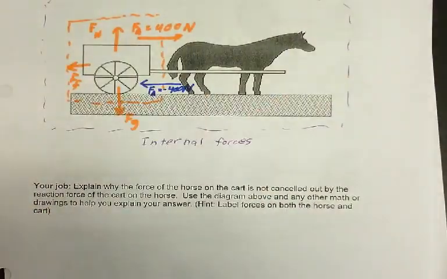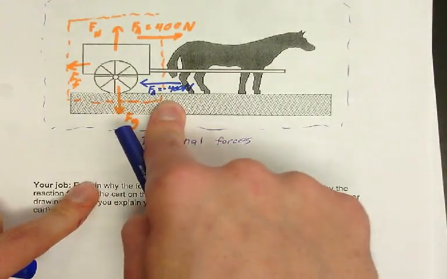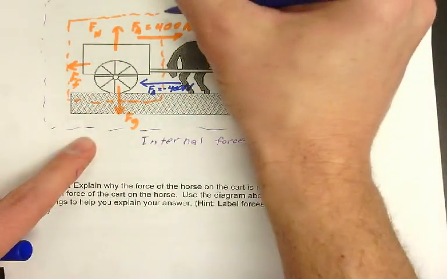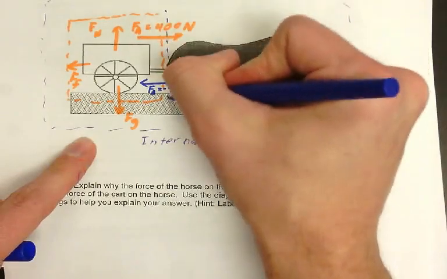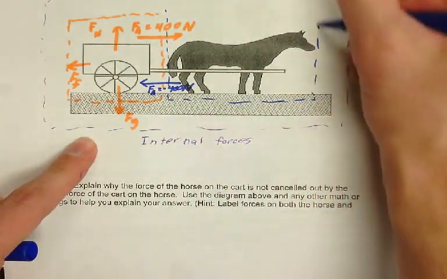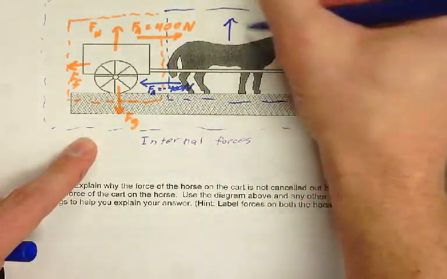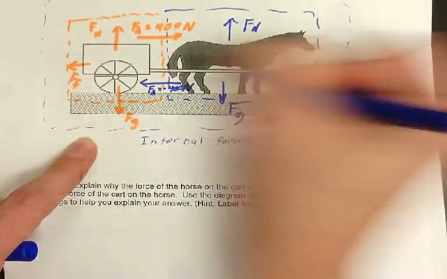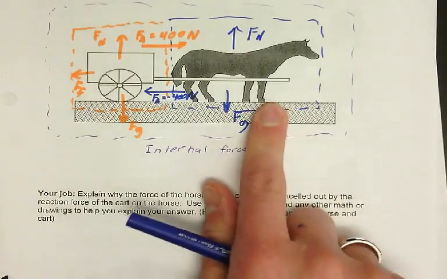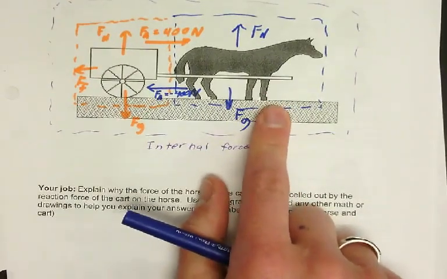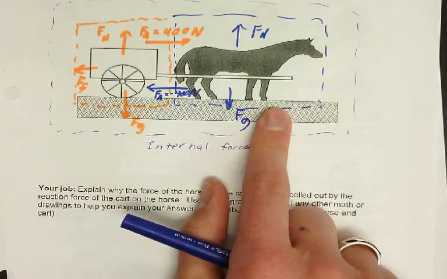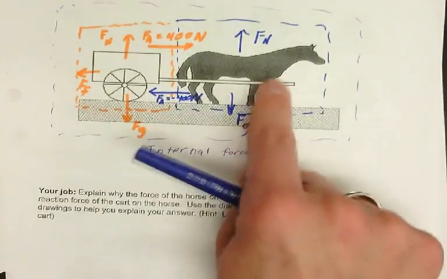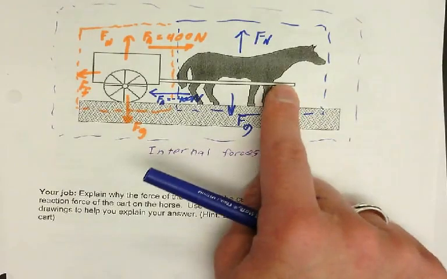But what about the horse? Isn't the horse pulled backwards by 400? So why is the horse going forward? Normal force, gravity, applied force from the cart. Why is the horse going forward? I'm missing one force. What is the force I'm missing? You're right. What am I missing? Why does the horse go forward? Stick with it, Easton.